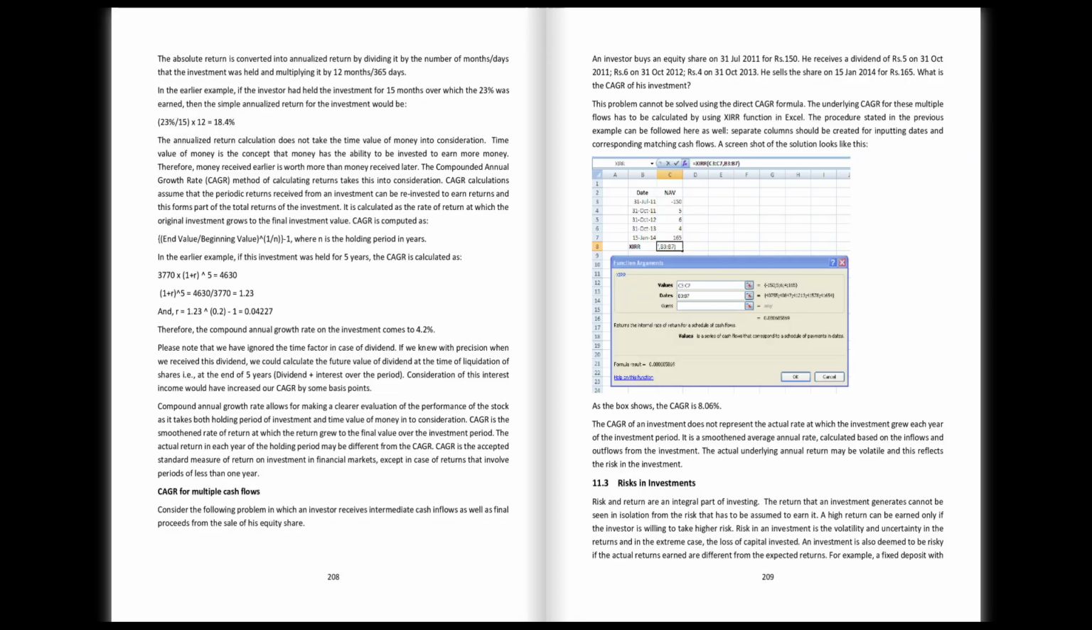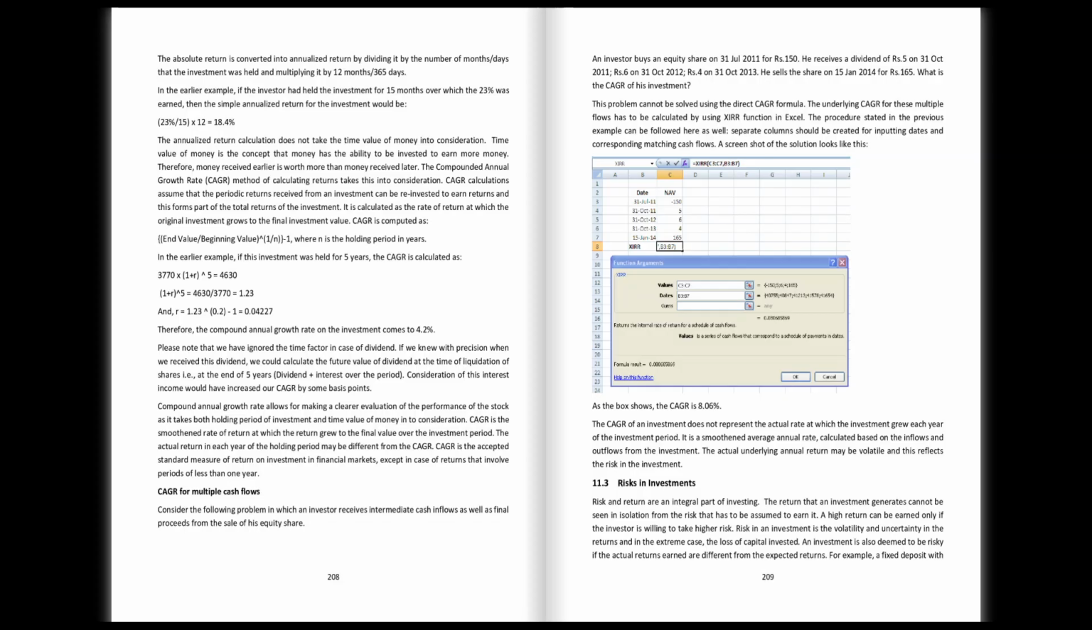CAGR for multiple cash flows. Consider the following problem in which an investor receives intermediate cash inflows as well as final proceeds from the sale of his equity share. An investor buys an equity share on July 31, 2011 for 150 rupees. He receives a dividend of 5 rupees on October 31, 2011, 6 rupees on October 31, 2012, 4 rupees on October 31, 2013. He sells the share on January 15, 2014 for 165 rupees. What is the CAGR of his investment?